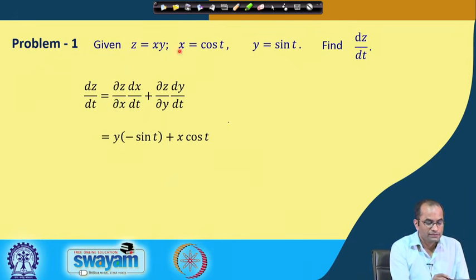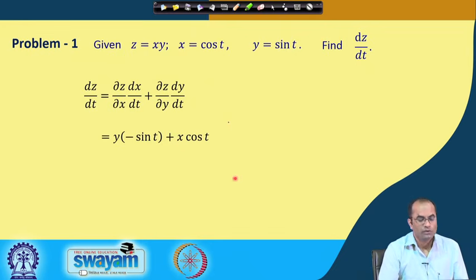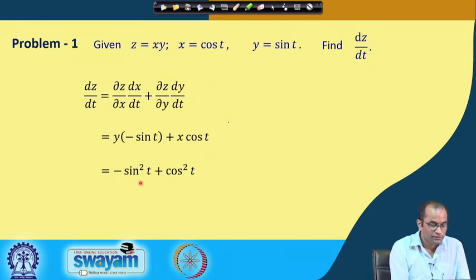Del z over del x. So, z was x y, and when we differentiate with respect to x, this will become only y, and dx over dt. So, x was cos t, so we will get minus sin t. Similarly, del z over del y will become x, and dy over dt, which is sin t, will become cos t. So, y is sin t, so we have minus sin square t, and x was cos t, so we have cos square t.